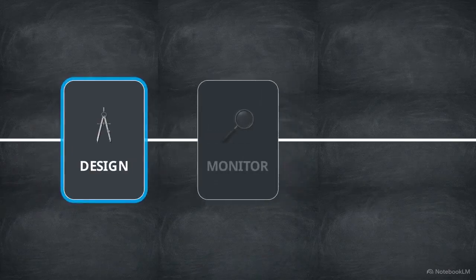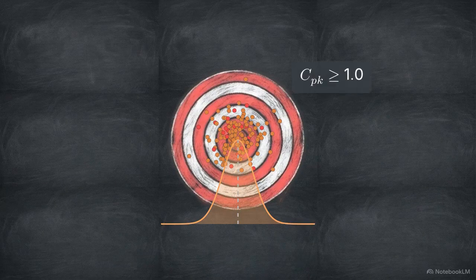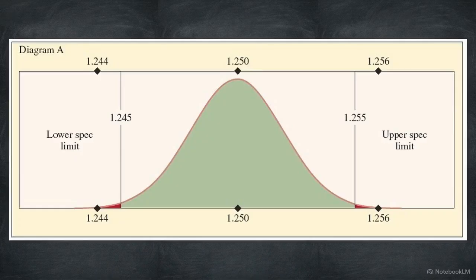To stay at the bottom of that cost curve, professionals manage quality across a strict three-phase timeline: design, monitor, and inspect. The design phase happens before the machines are turned on. The primary question here is whether your process is mathematically capable of doing what the customer requires in the first place. This chart shows a normal distribution curve of a process mapped against strict design specifications.